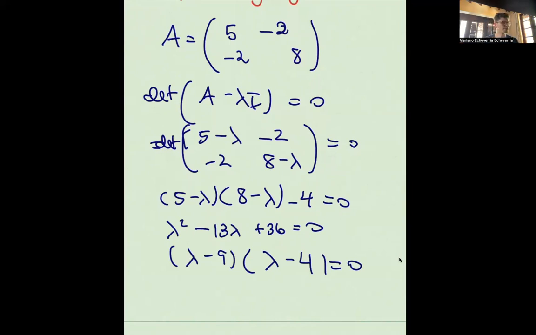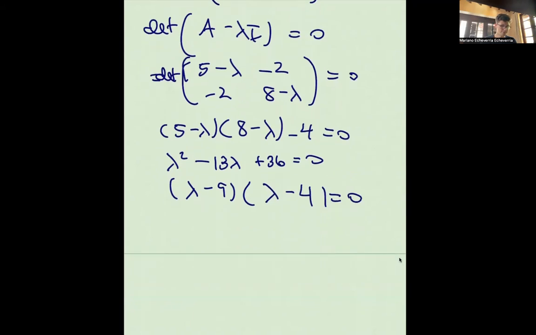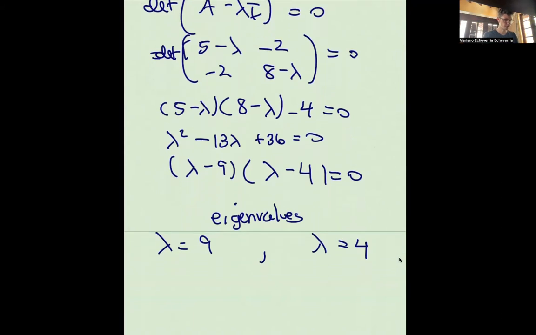I'll always give you eigenvalues that can be factorized so that you don't have to use the quadratic formula, if you can just see how to factorize it, just to make it easier. But so the eigenvalues here are lambda equals 9 and lambda equals 4. Since there are two eigenvalues, the important thing is that they're of the same sign. They're both positive. So the equation will be of an ellipse.